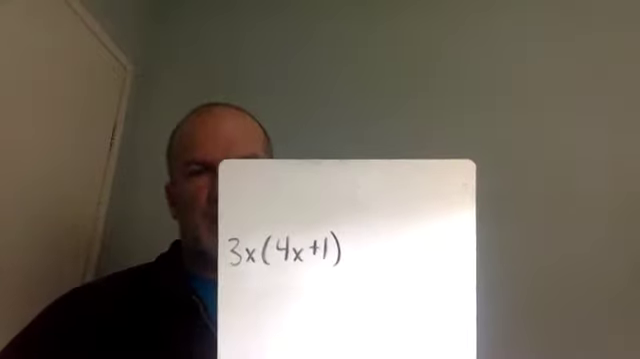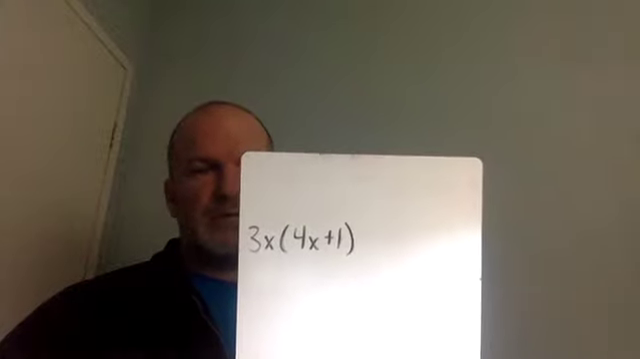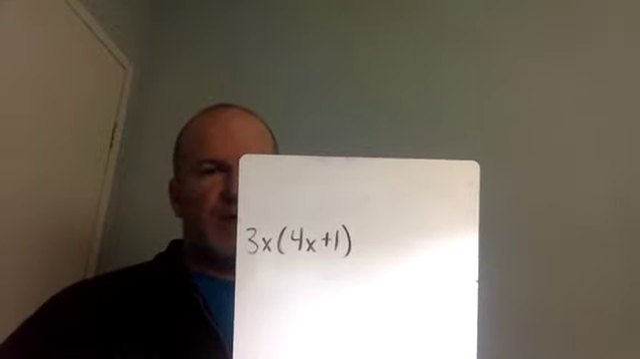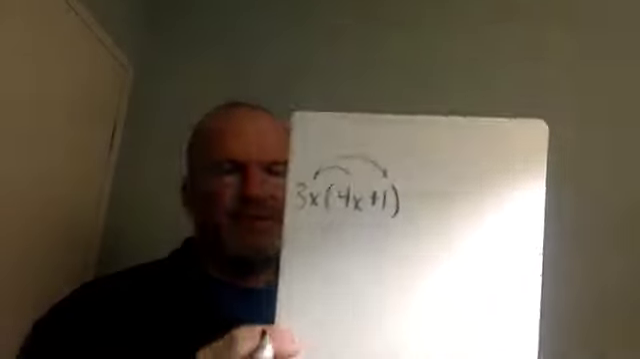We're going to multiply, which is essentially just distributing. So we're going to distribute this 3x through the quantity 4x plus 1. So we're going to do 3x times 4x, and we're going to do 3x times 1. I'm drawing little arrows to show that we're multiplying 3x by both of those.